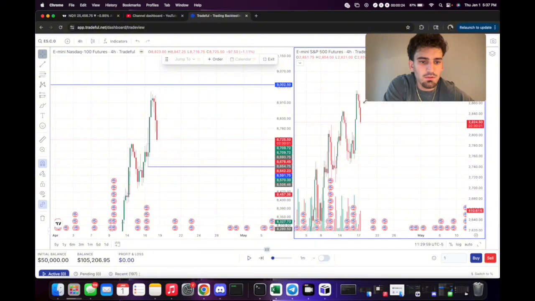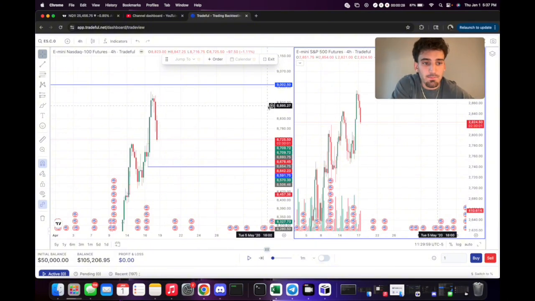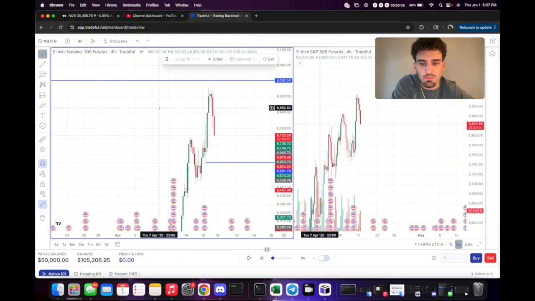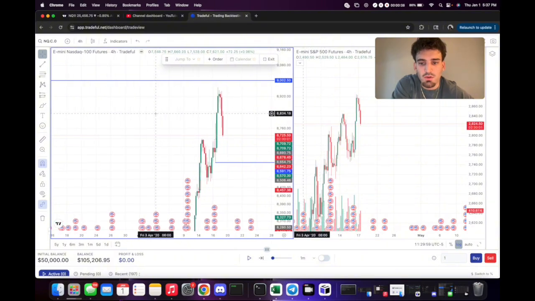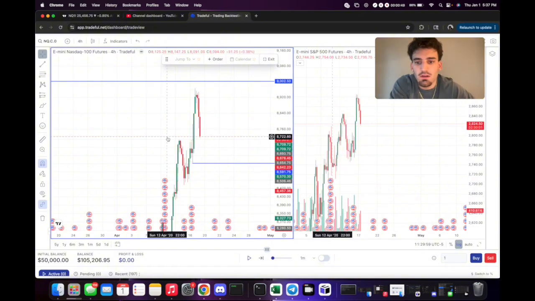So we're just going to be going on Tradeful. We're just going to backtest a little bit, just finding draws on liquidity and then seeing if price actually goes to hit those, just to see if I was right. This is great practice, so eventually you can add on to entries, so that you can catch either a long or short towards those draws on liquidity.